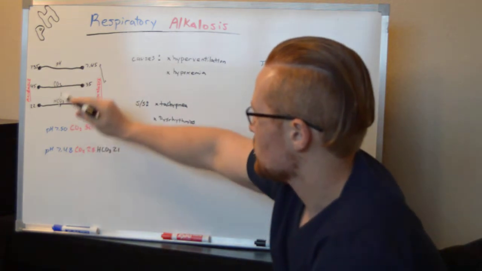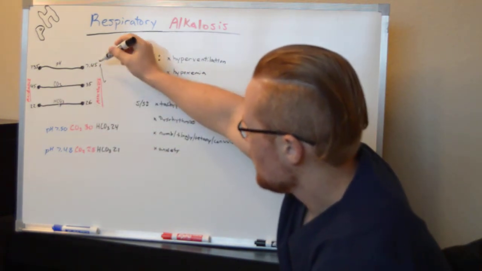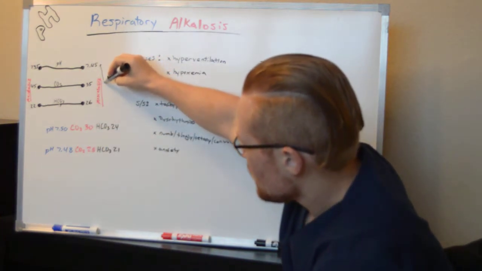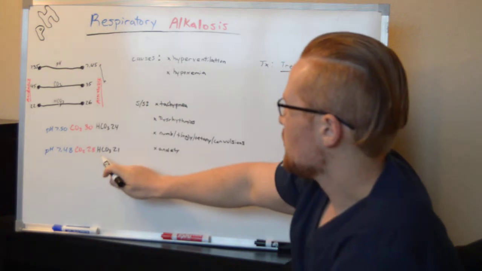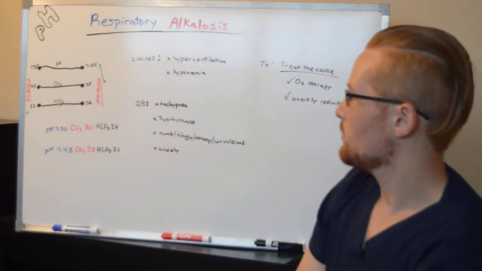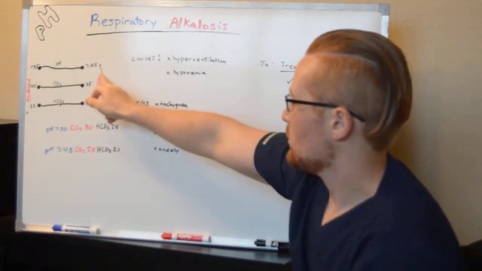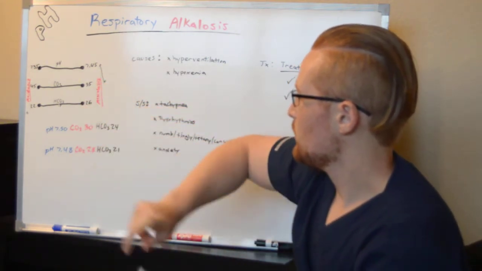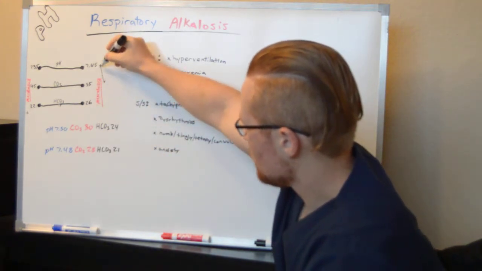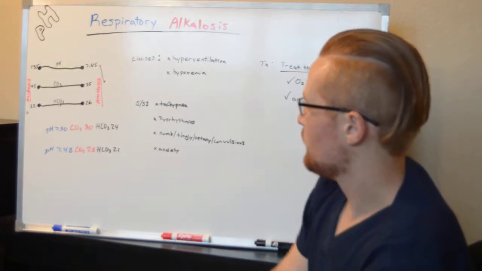Another example, pH is 7.48, which would still be on the alkalotic side. CO2 of 28, again on the alkalotic side. And bicarb of 21. This time you see the bicarb is on the acidic side. Well, what matches the pH? That would be the CO2. So CO2 is respiratory, so this would be a respiratory cause of alkalosis.